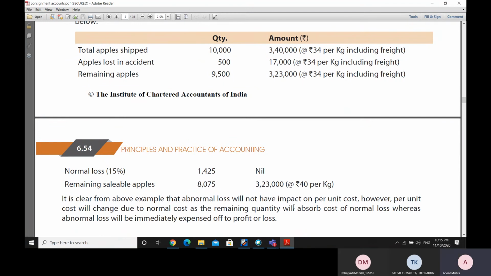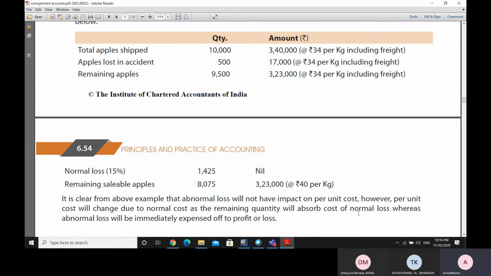So abnormal loss, as we are seeing, will not have impact on per unit cost, because per unit cost remains the same, 34 rupees per kg, even after the abnormal loss, and even before the abnormal loss, it is 34 rupees per kg. So abnormal loss is not having any impact on per unit cost. However, per unit cost will change due to the normal loss, because the remaining quantity will absorb the cost of the normal loss.